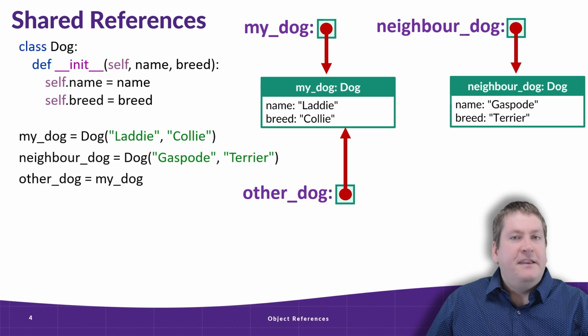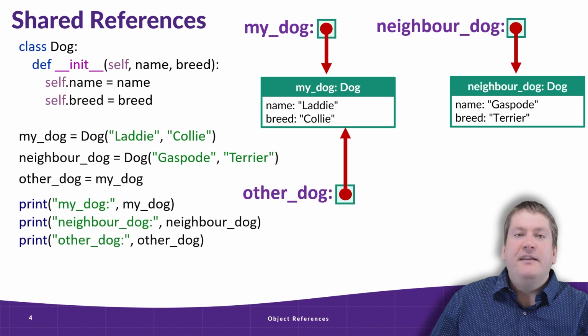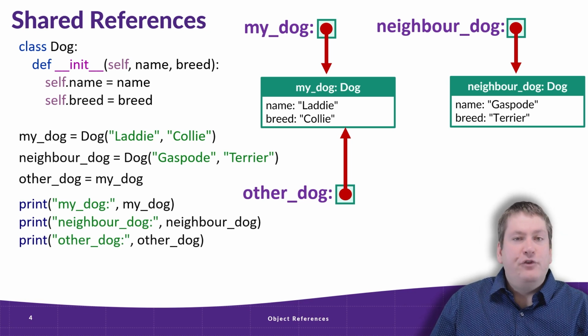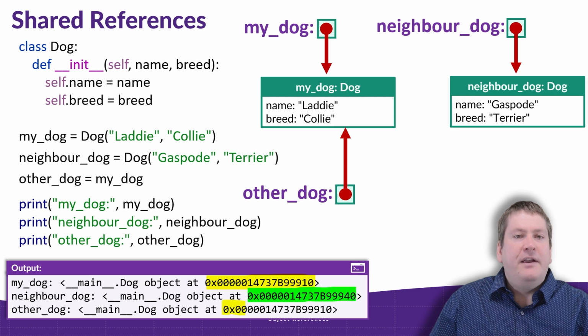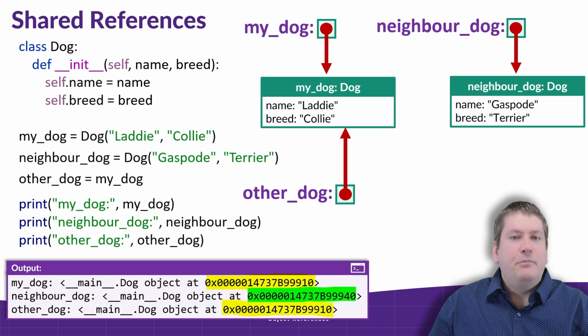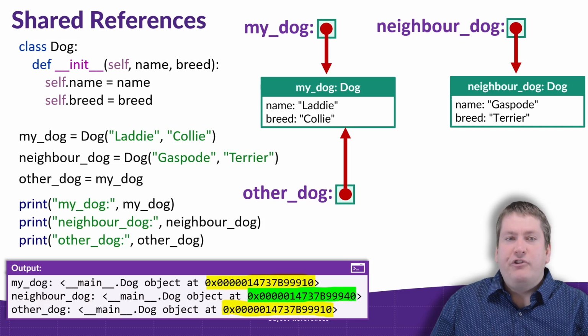Now, it's important to note here that this isn't making a copy. Both of these are pointing to the same area in the computer's memory. And we can see this when we add some print statements. Here we're going to print out the value of each one of these objects. And we can see that both myDog and other_dog are pointing to the same memory address, whereas neighbor_dog is pointing to a different memory address.